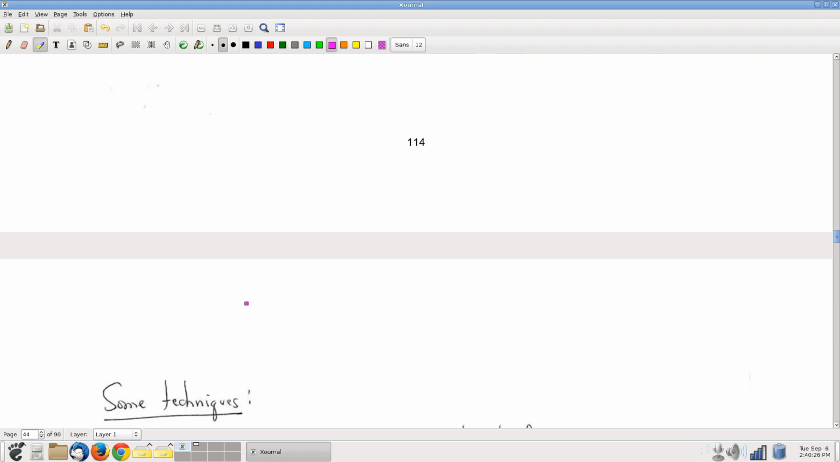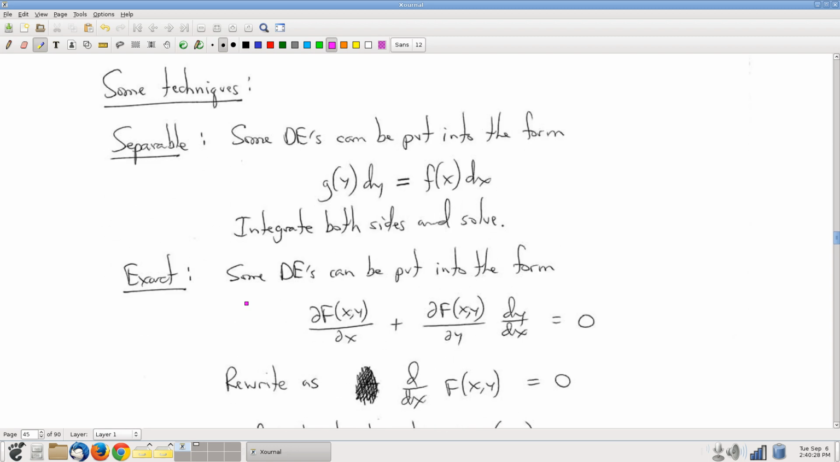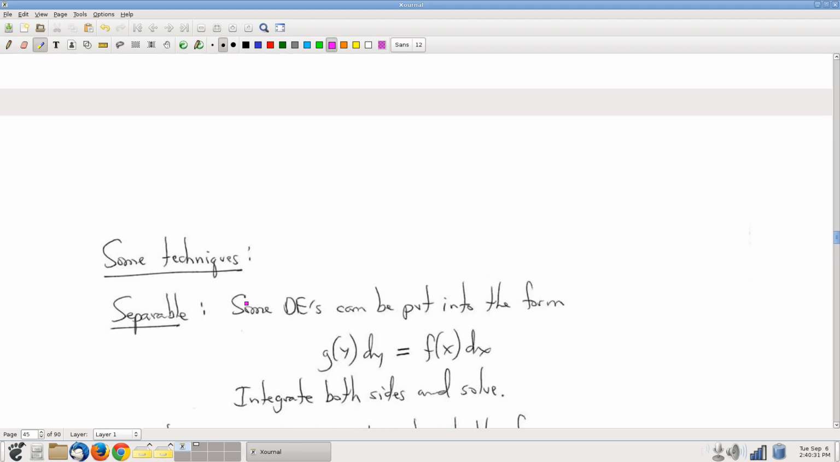Okay. Some quick comments about techniques. The technique of separable differential equations, students have seen before in single variable calculus class. Notice that if it's separable, you can get all of the y's over to the left and all the x's over to the right, and you can integrate both sides and solve. So this should be an old idea. Students should review this and make sure they remember how to go about that.